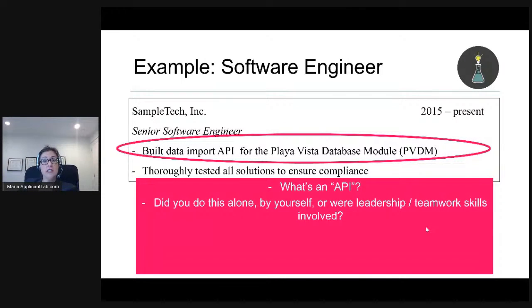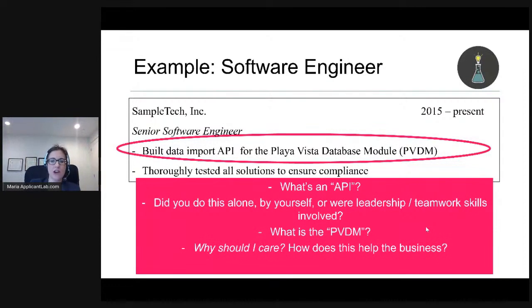Were you by yourself, locked in a corner, in your cubicle, not talking to anyone? Or were teamwork skills involved? Were you, in fact, working with others, motivating others, and getting people to collaborate and work together to reach this shared goal? I have no idea what the PVDM is. It's bad enough to have any sort of technical jargon in your application that they might not know. It's even worse sometimes, people are so used to their internal tools. A lot of big companies make their own internal tools that they'll then reference. So if I don't know what an API is, how am I supposed to know what your internal company tool, the PVDM, is? Oh, forget it. There's no way they're going to know.